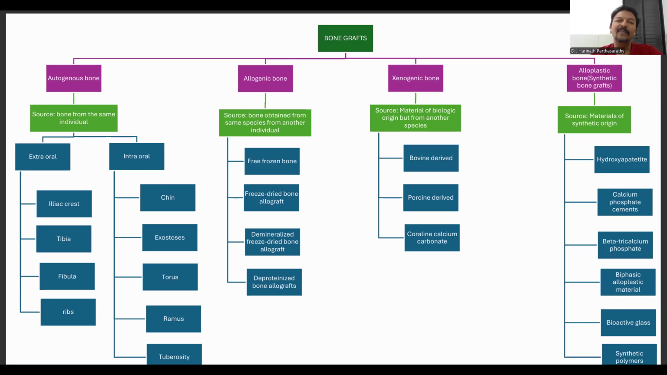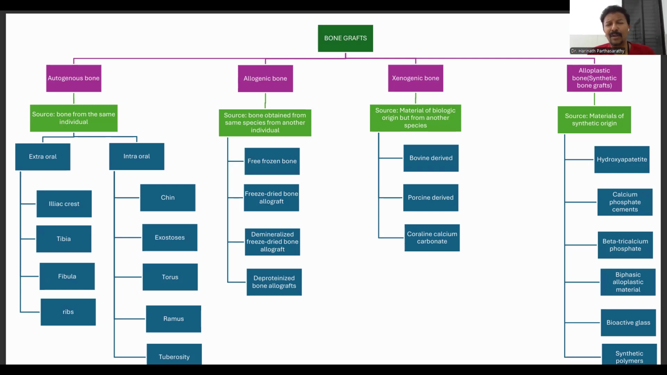So what is the next option? The next option is that we can offer the patient something called xenogenic bone. Xenogenic bone or xenografts are bone grafts which are obtained from animal sources. That is, different species, non-human bone. So xenogenic bone grafts are very popular in dental regeneration because they are free from all human infections like HIV and hepatitis B infections, and they are available in huge quantities.